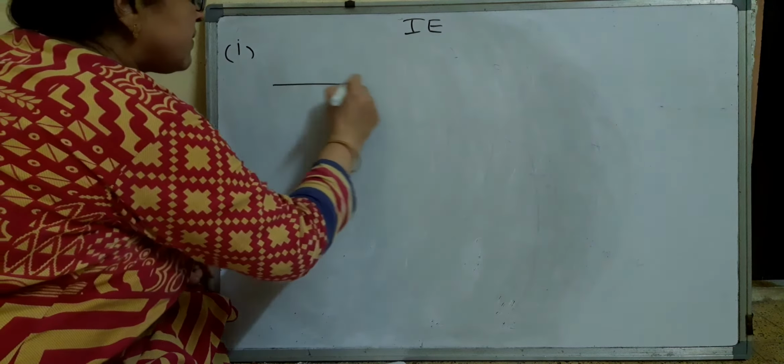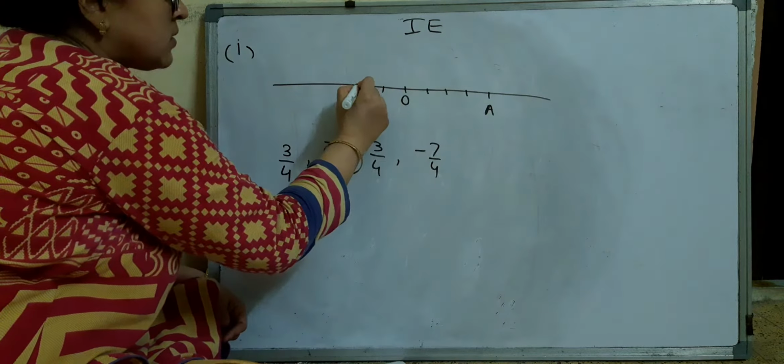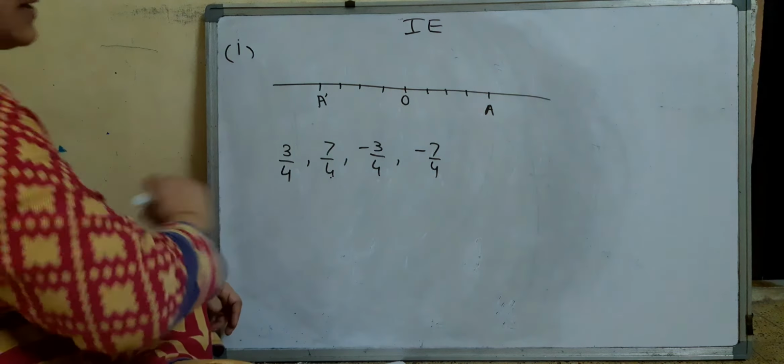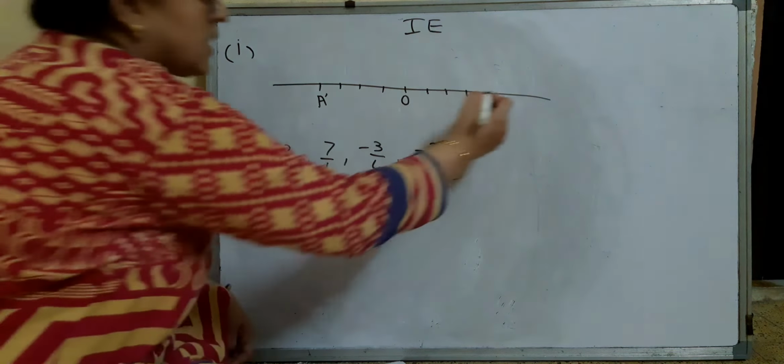Now first you should know the denominator. In the denominator the number is 4. First write here 0, right? Then 1, 2, 3, 4. Because it is 4, this is A. Same thing, 1, 2, 3, 4, it is A dash. On the left side, second, 1, 2, 3, 4, B. Now 1, 2, 3, 4, B dash.